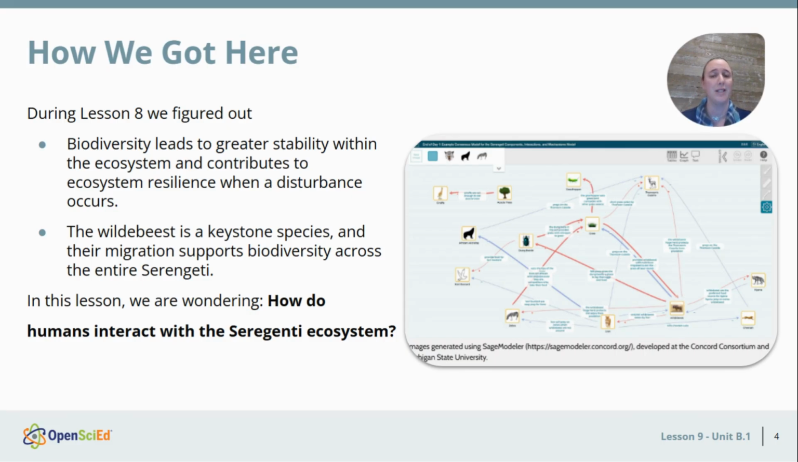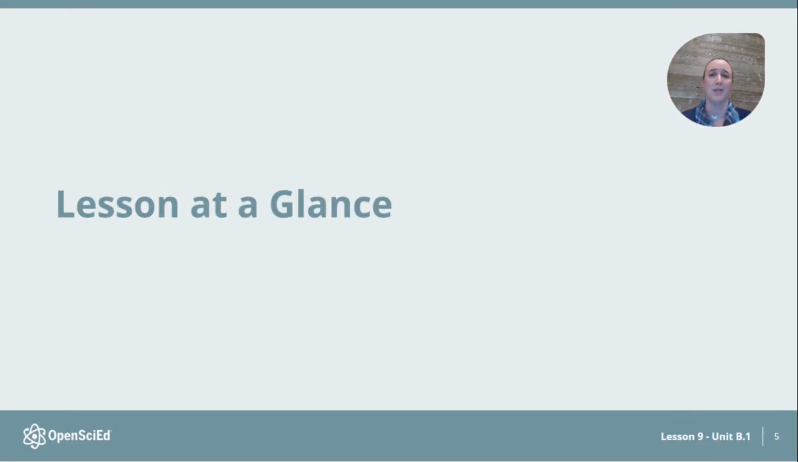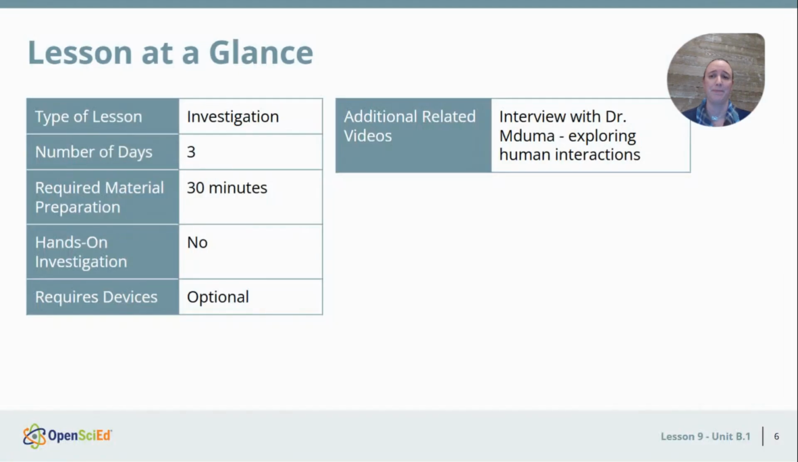We figured out that wildebeest is a keystone species and their migration supports the biodiversity across the entire Serengeti. We decided we wanted to investigate the role of humans on the Serengeti, which leads us to Lesson 9, where we're wondering, how do humans interact with the Serengeti ecosystem? Let's take a look at some highlights of Lesson 9.